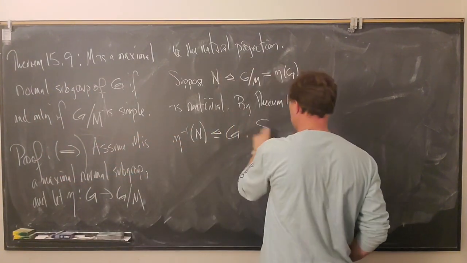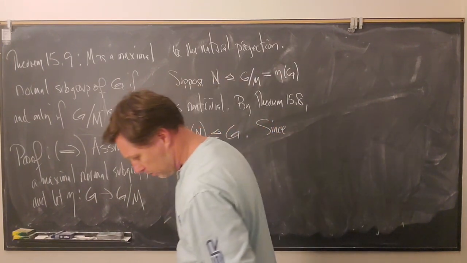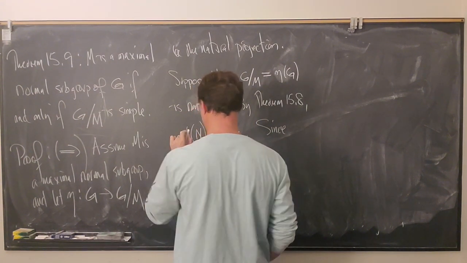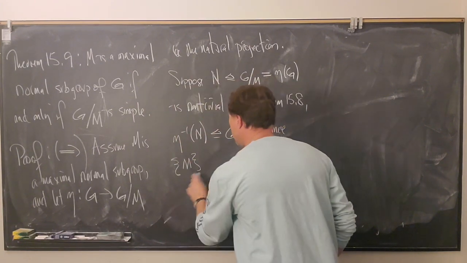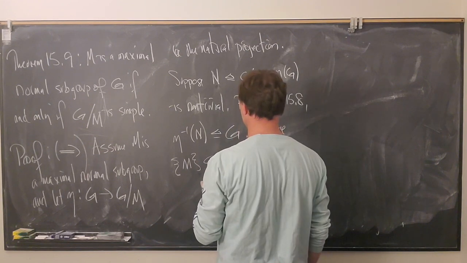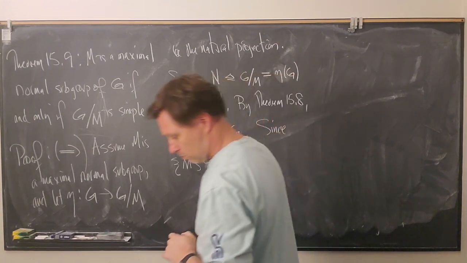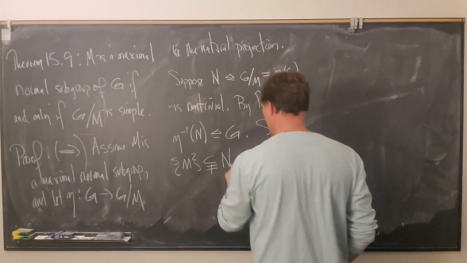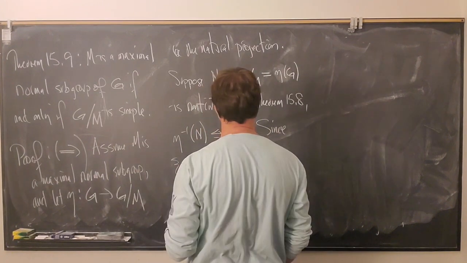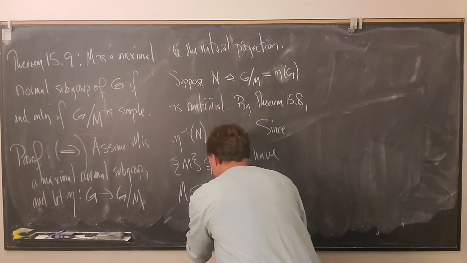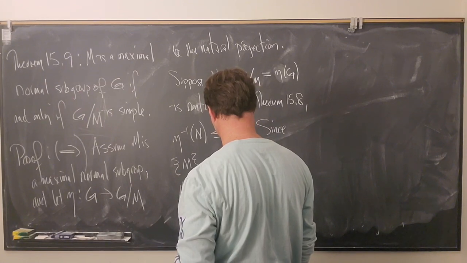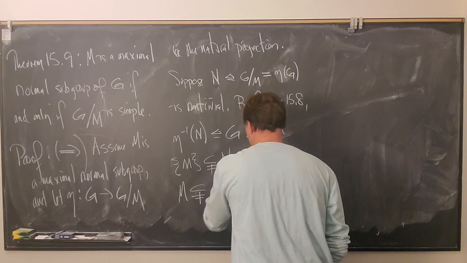Now, okay, so the next one. Since the trivial subgroup in G mod M is contained in, but not equal to, N, we have, and I need to be a little bit careful here, that M is contained in, but not equal to, the inverse image of N.